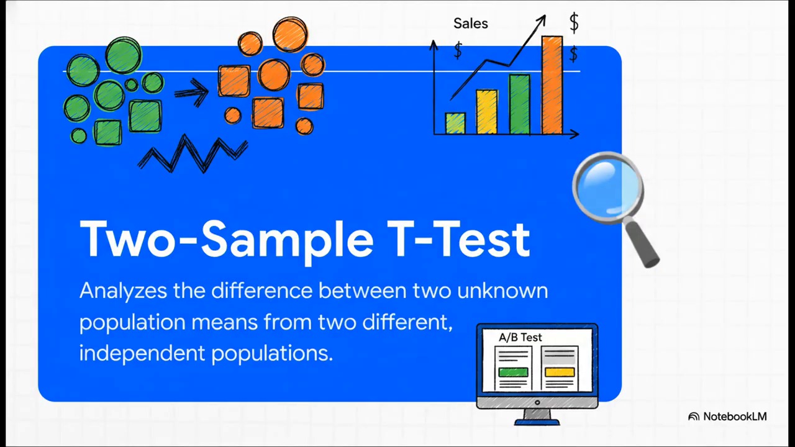Next in the kit is the two-sample t-test. This is your go-to for answering, are these two separate groups actually different? And that word separate is everything here. The groups are independent. This is your classic A/B test. Is landing page A getting more clicks than landing page B? Is sales region A performing better than region B? Two different groups, one comparison.